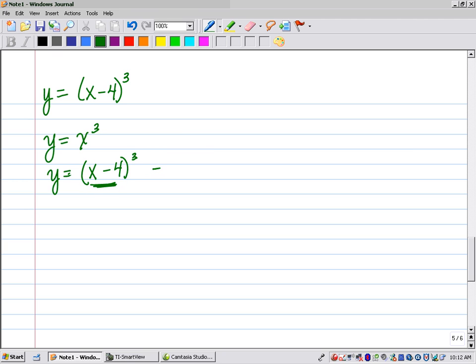So this means we're going to shift y is equal to x cubed. What would you say, right or left? So think about what makes this 0. Yes, 4. So this is going to shift y is equal to x cubed right 4 units. Now you can check that on the calculator.